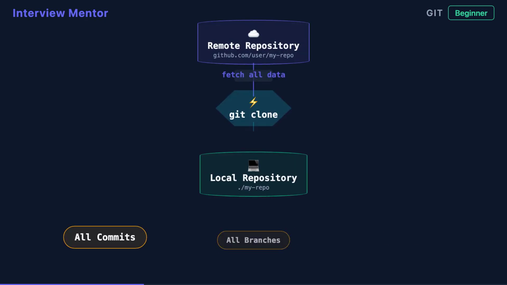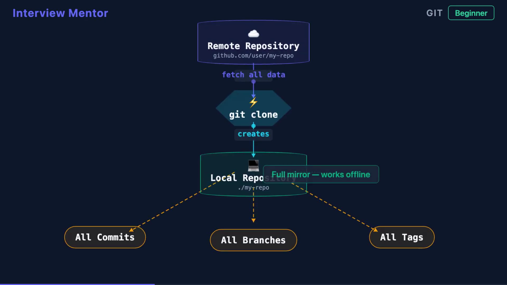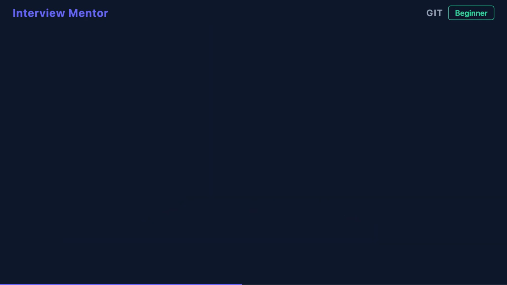Here is what makes cloning powerful. You do not just get the current files. You get the complete project history. Every commit, every branch, every tag. Git downloads a full mirror of the repository. Once cloned, you can work entirely offline, browse any previous commit, or switch to any branch. Because all that data lives on your local machine, not just on the remote server.